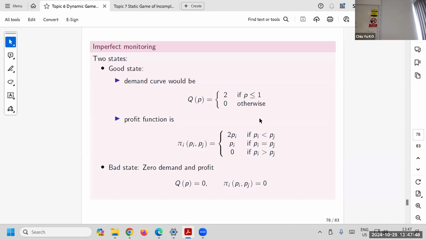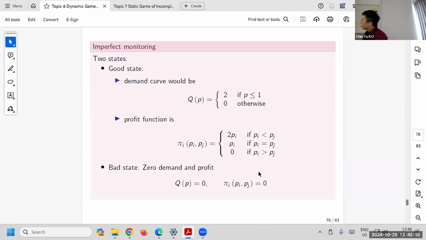Of course, you can generalize this pretty easily. You see these 2 states of the world: 0 demand, 0 profit. When there's a good time, you can make some profit if you set a low enough price. So more or less it represents that Bertrand thing, but you have a Bertrand thing with a bad state of the world.